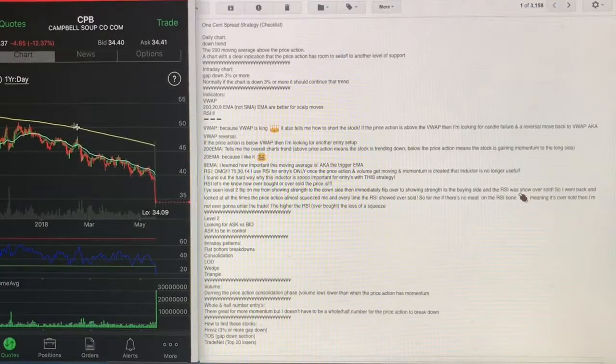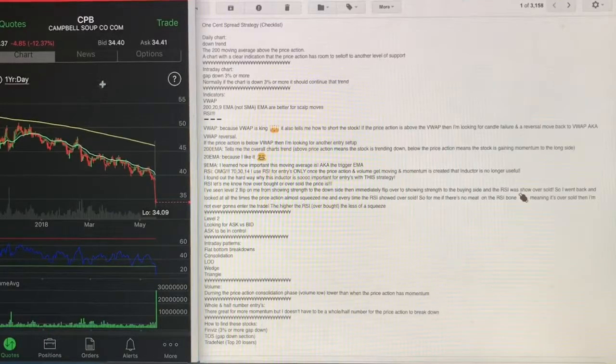When we see the 200 moving average above the actual price action, that tells me that the trend of this chart is a weaker chart. It is heading down. You can actually trade stocks, you can actually trade this strategy, where the daily chart is showing strength.